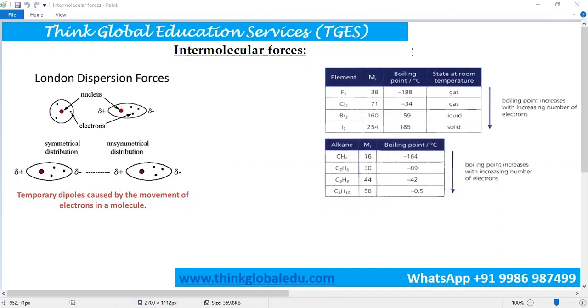In this video, we are going to talk about dispersion forces, or intermolecular forces of attraction. These are the fundamental forces of attraction that are present between the molecules in any stable compound.